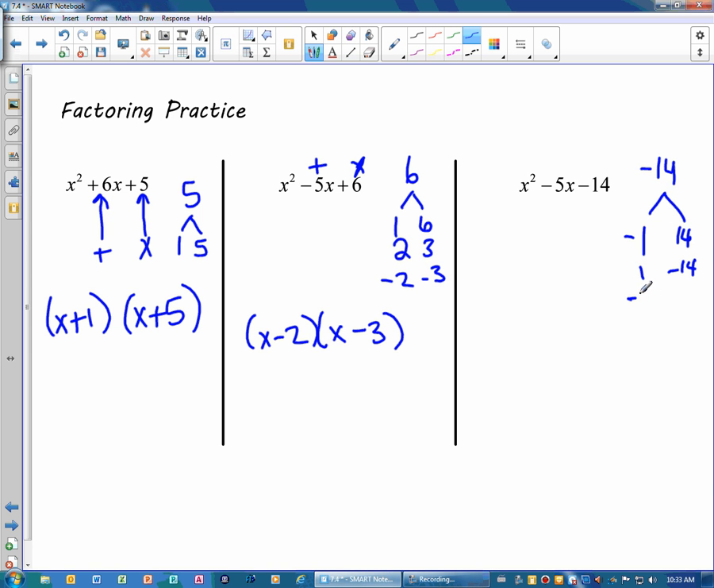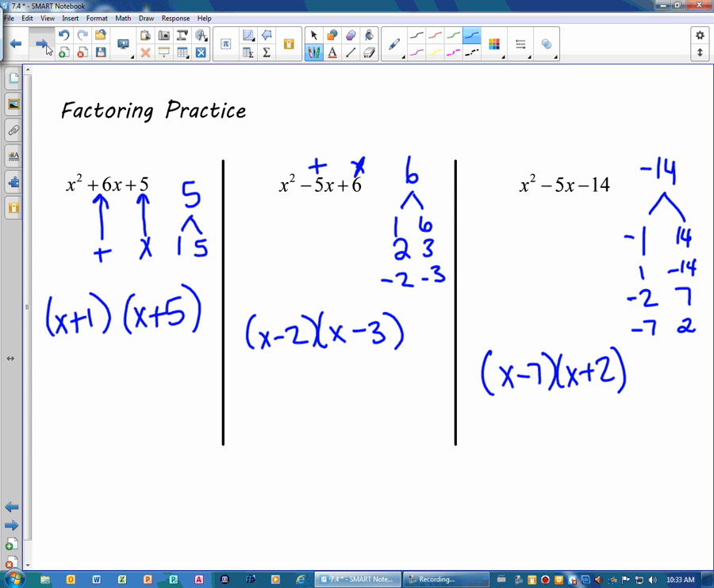So it could be negative 2 and 7. Negative 2 plus 7 is 5, which is not negative 5. So it has to be the other way around, because negative 7 plus 2 is negative 5, and negative 7 times 2 is negative 14. So factored is x minus 7, x plus 2. Hopefully you're going, oh yeah, I kind of remember that stuff.